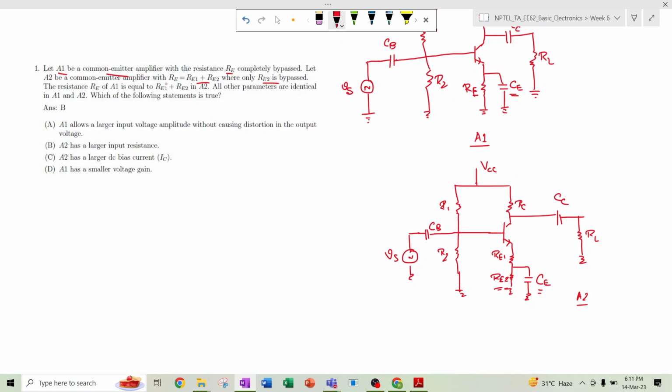So the resistance RE of A1 is equal to RE1 plus RE2 in A2. Now all other parameters are identical in A1 and A2. So which of the following statements is true? Here are four options. We will discuss all of these and see which option is satisfied for the above configurations.